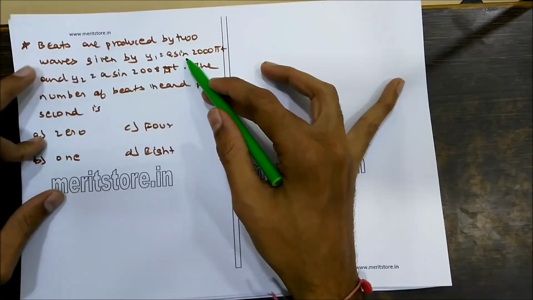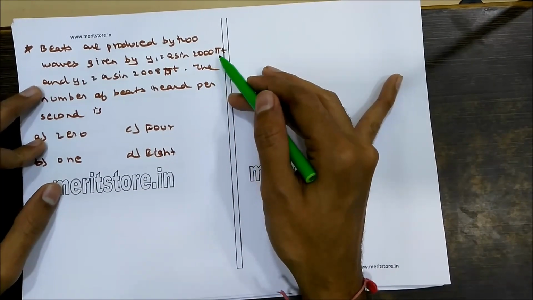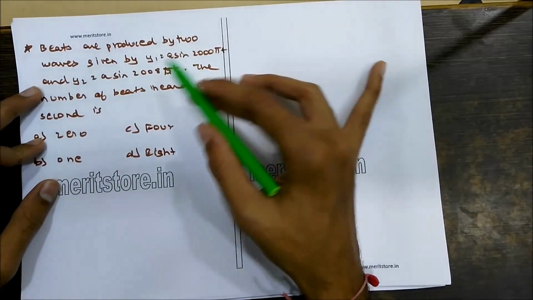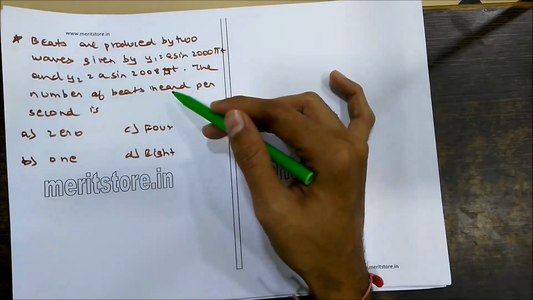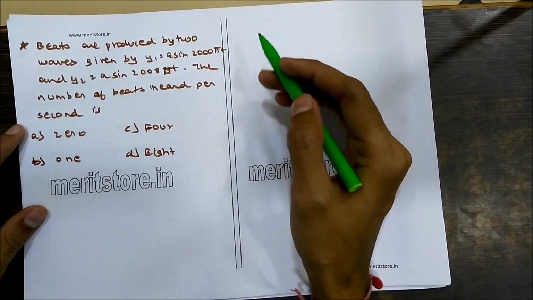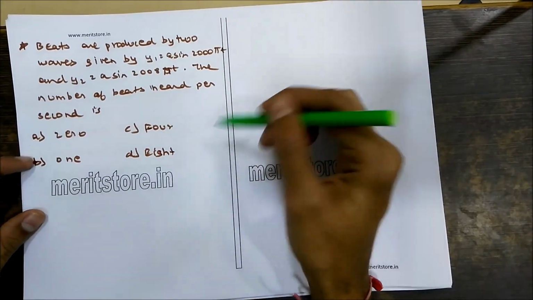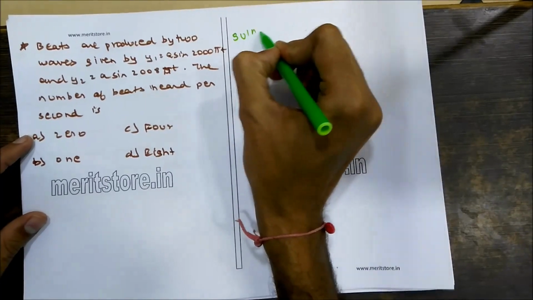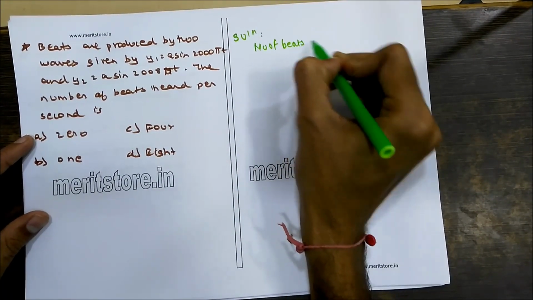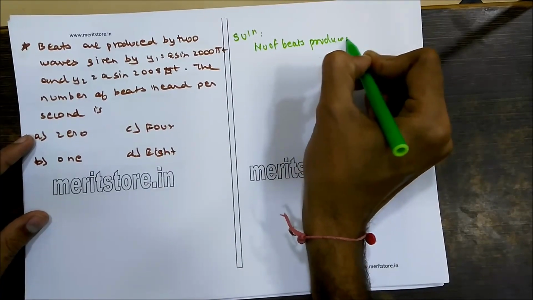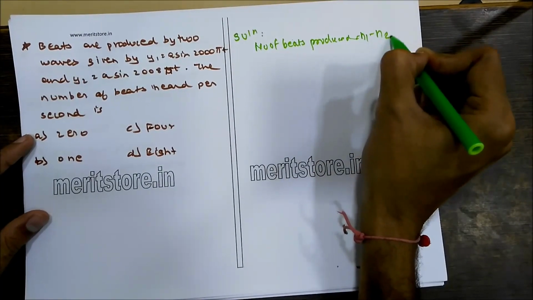Beats are produced by two waves given by y1 equals a sin 2000 pi t and y2 equals a sin 2008 pi t. The number of beats per second produced is 0, 4, 1, or 8. So we have the solution. The number of beats produced is equal to n1 minus n2.